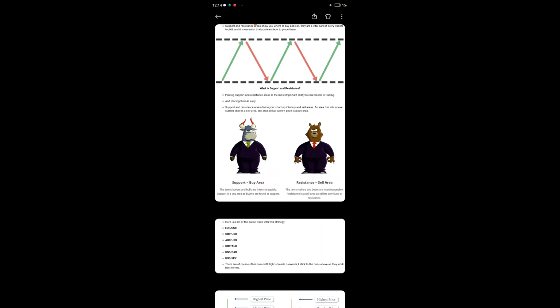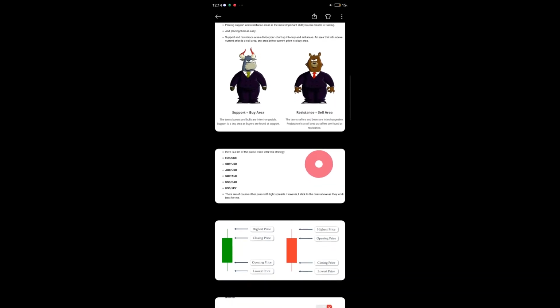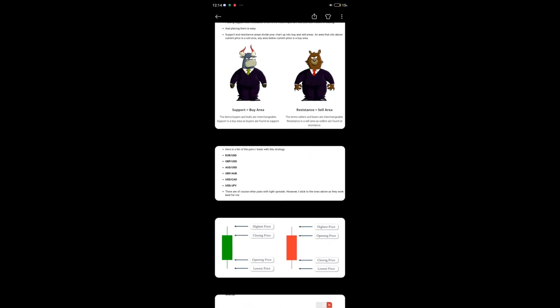Here are some of the currency pairs that I use, which have tight spreads, but it doesn't mean that you cannot place support and resistance on other currency pairs. These are the most used currency pairs out there, and they are the pairs with the tightest spreads that you can use. We have EUR/USD, GBP/USD, AUD/USD, GBP/AUD, AUD/CAD, USD/JPY. They are not very volatile as compared to pairs like XAU/USD, that is gold.